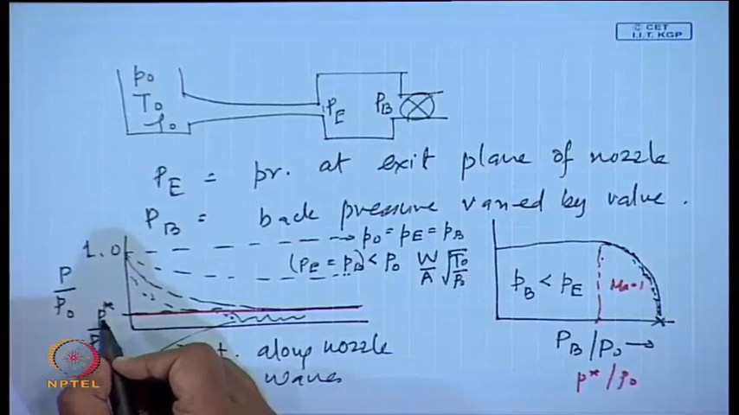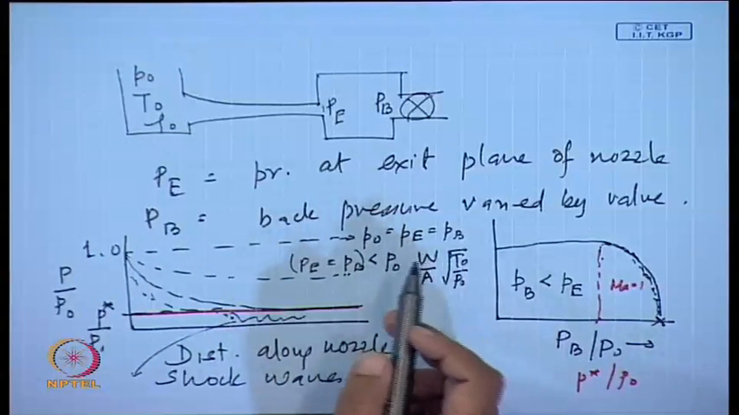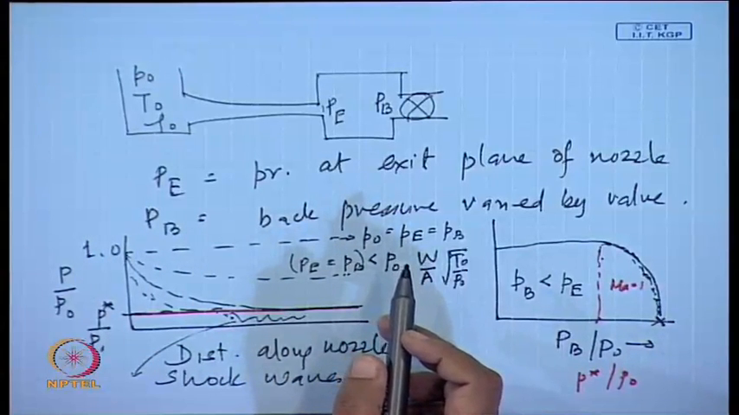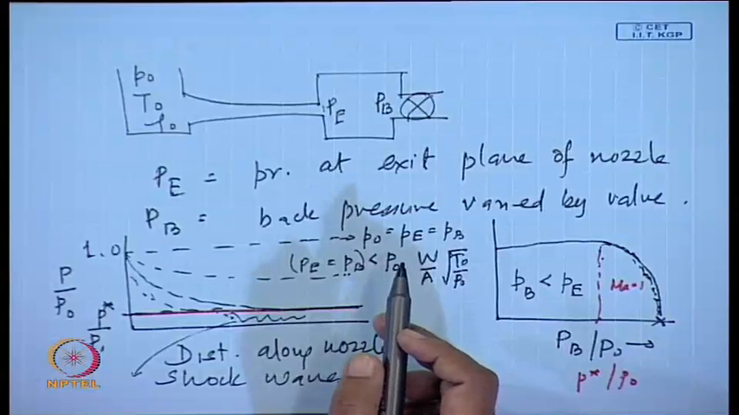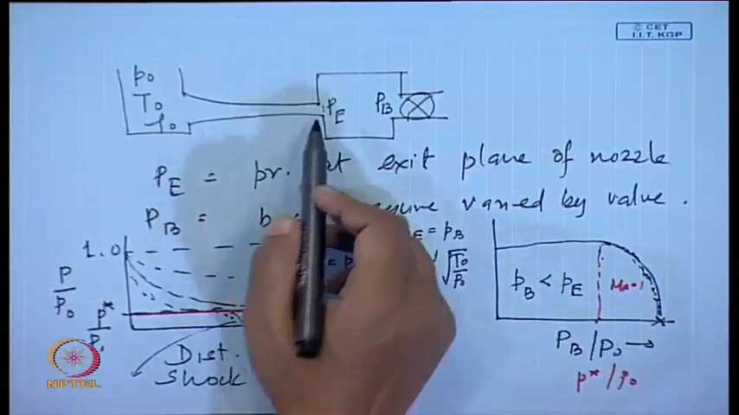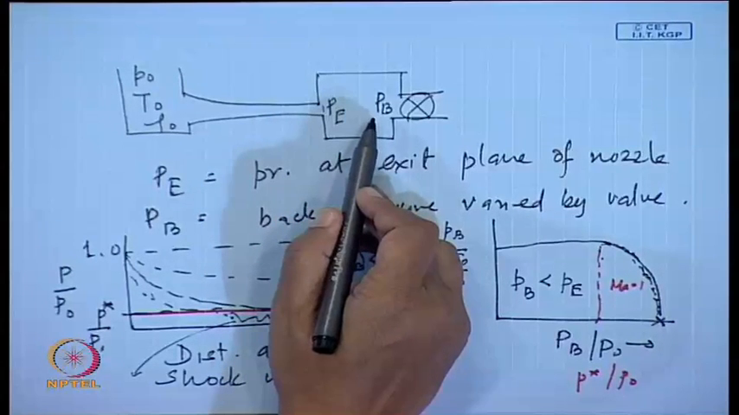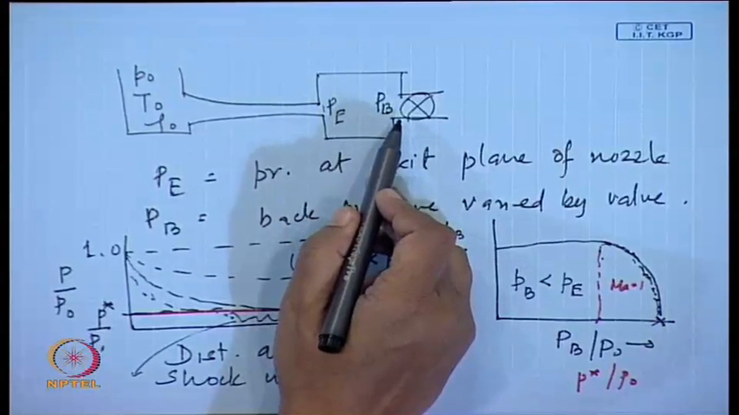Further reduction of the back pressure is not going to affect the flow any further. Even though PB can be reduced, it does not give anything. What happens is the flow which leaves the nozzle has to expand to match the lower back pressure.